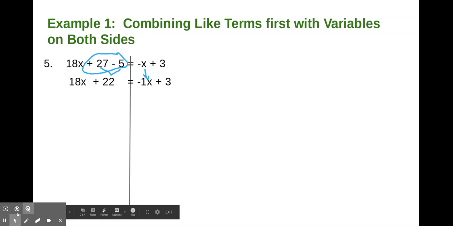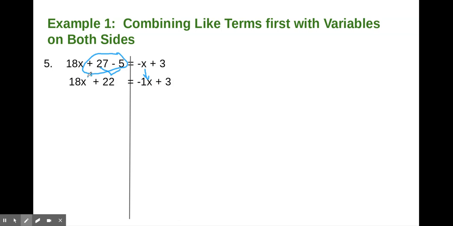So now you're at the step where you're doing the baby bear, mama bear. So if you look at your variable terms on both sides of your equal sign, I have an 18x and I have a negative 1x. I hope that you know which one's your baby bear at this point. Your baby bear is going to be this negative 1x, and I'm going to take it over to the 18x.